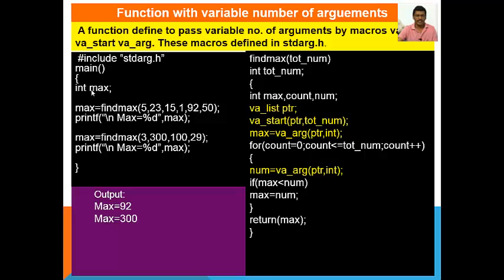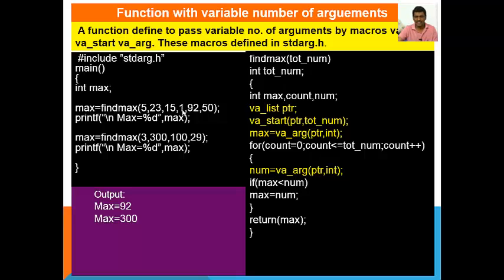In main, int max, it is an integer variable. Then max equal to find max, which is a function name. These are all the arguments: 5, 23, 15, and so on. We just call the function by value. So this is the definition for that function. Find max has one variable, which is a receiving area. This one is the actual argument, and this is the formal argument.